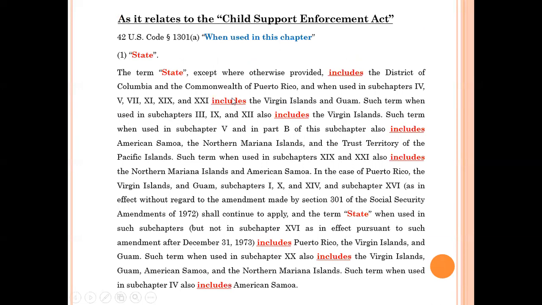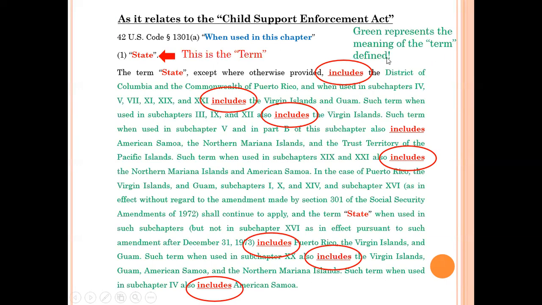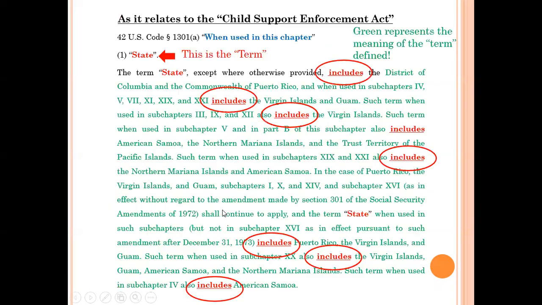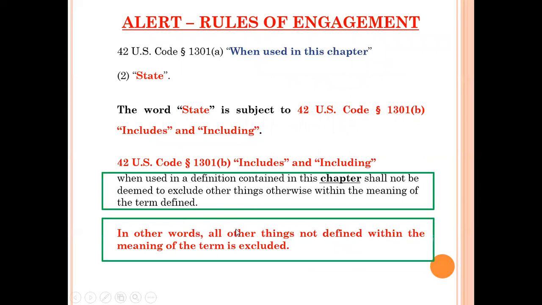Includes are right here, all throughout this particular term. Green represents the meaning of the term defined, and this is the term. As it relates to includes and including, you can see that includes is located within this particular term: green represents the meaning of the term defined, and the word state is the term. Again, when used in a definition contained in this chapter, Chapter 7, Social Security of Title 42, U.S. Code, it shall not be deemed to exclude other things within the meaning of the term defined. Again, the green represents the meaning of the term. This is why it is simple to say, in other words, all other things not defined within the meaning of the term is excluded.